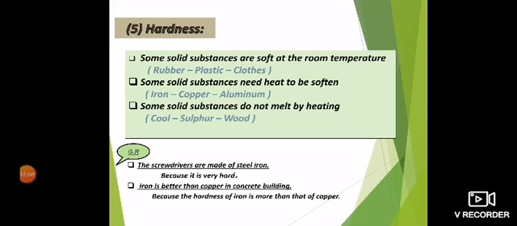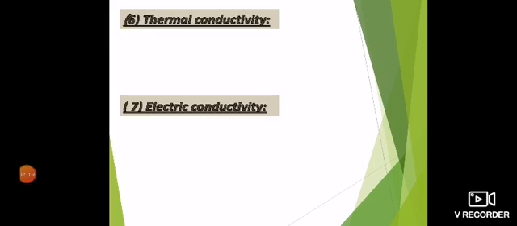Give reason: screwdrivers are made of steel because it's very hard. Iron is better than copper in concrete buildings because the hardness of iron is more than that of copper.